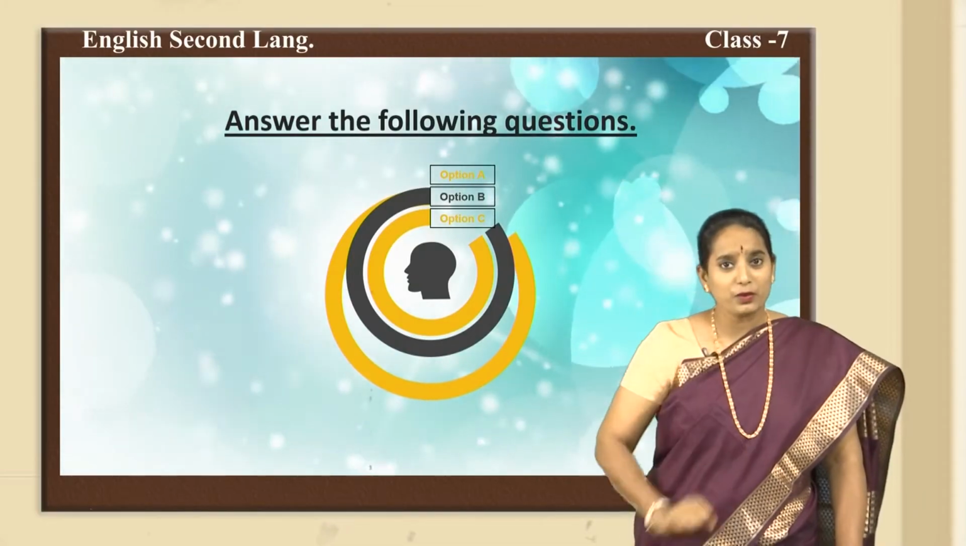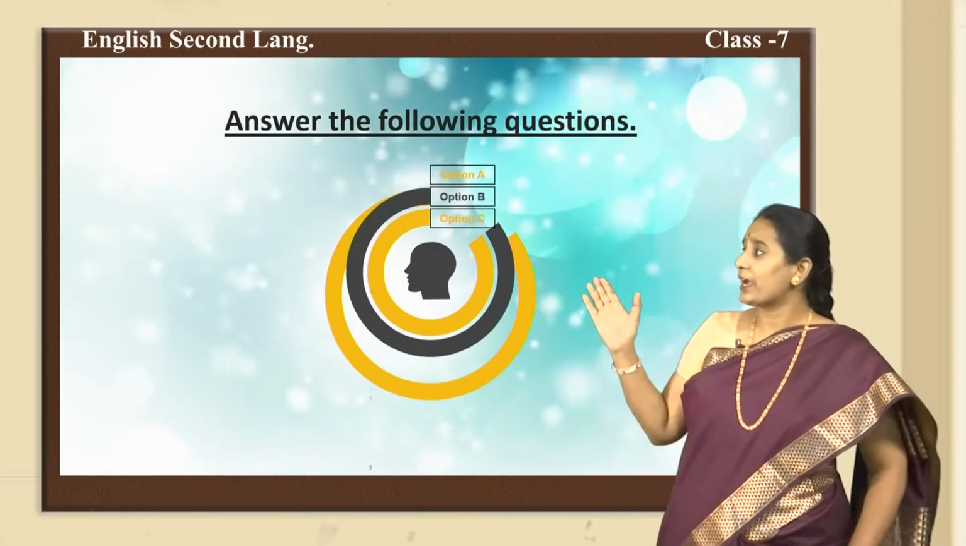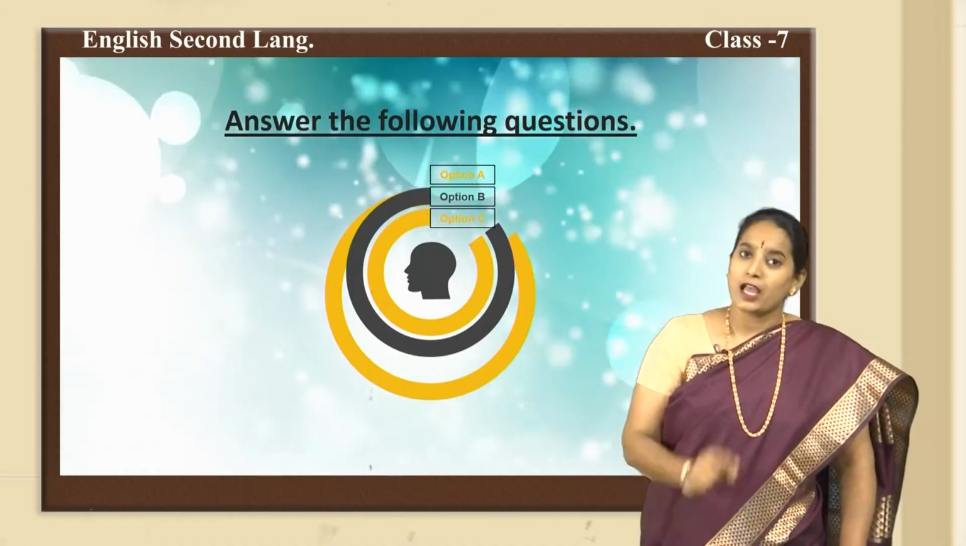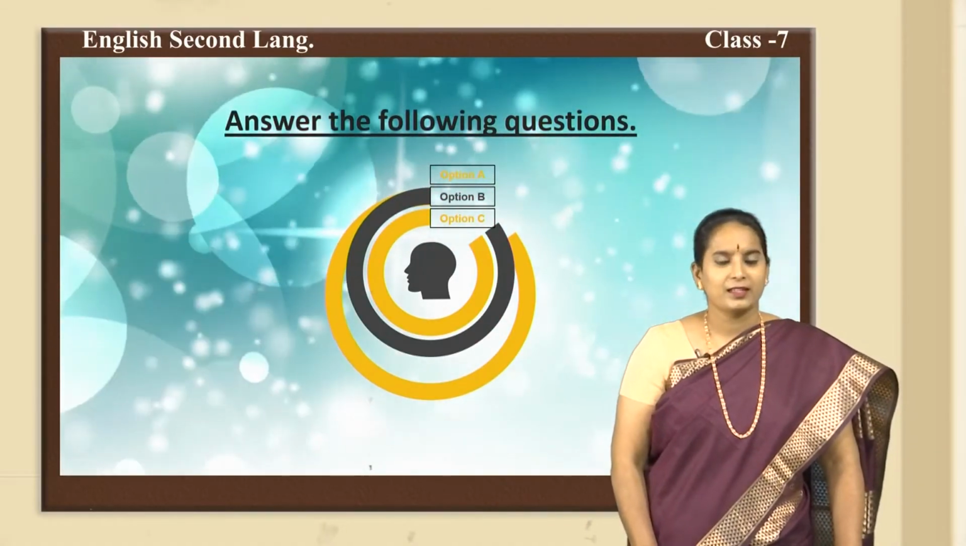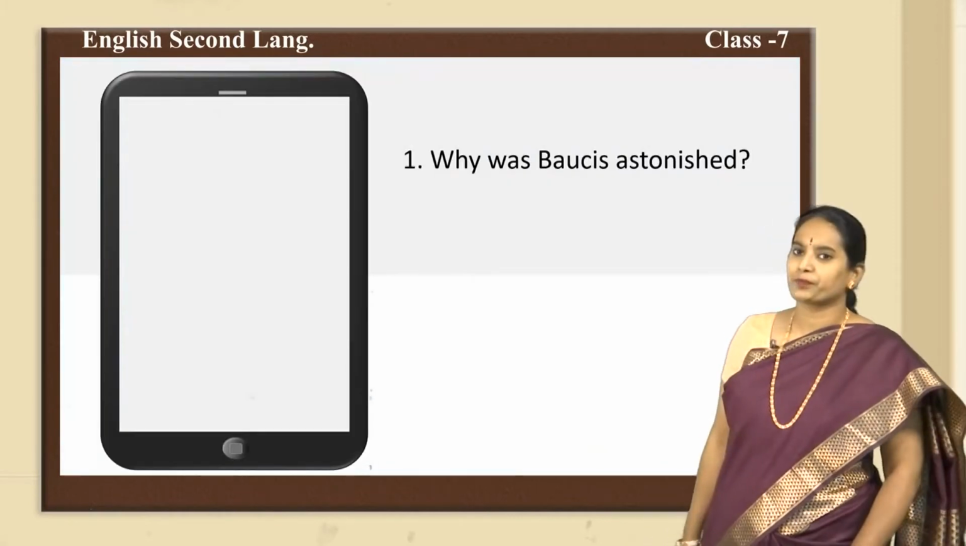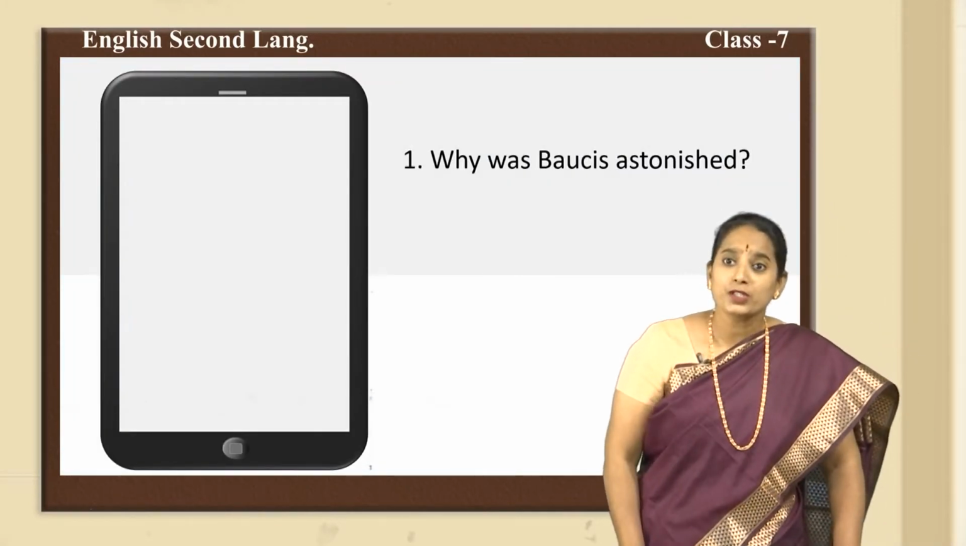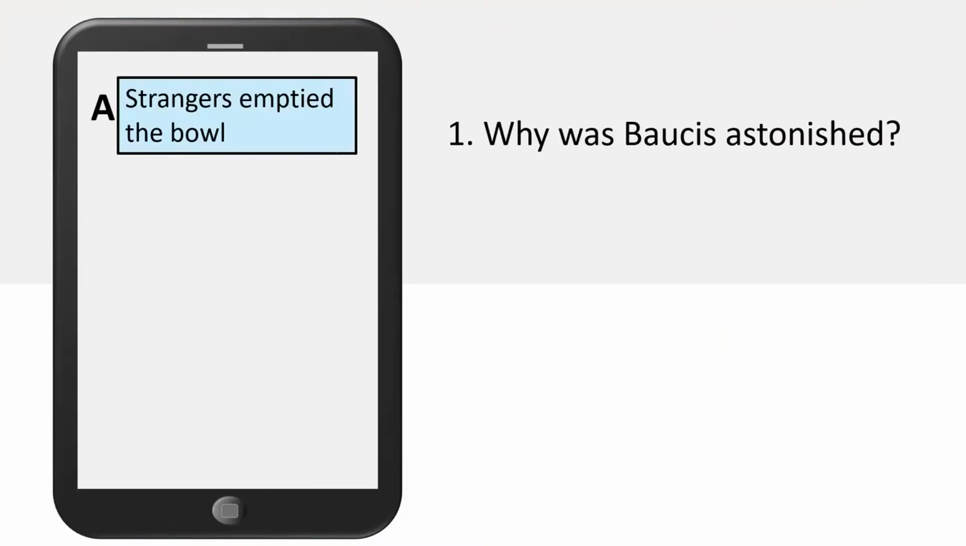I am going to ask you a few questions and I have a few options for you, and you have to choose the right answer. Shall we begin? Here comes the first question. Why was Boschus astonished? Let's look at the options.